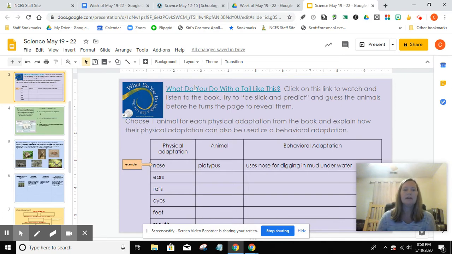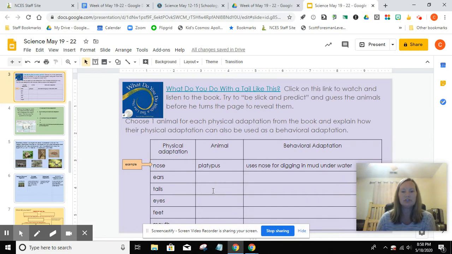And then when you're done, and you may actually want to keep this open because you may have to go back and forth. So you're going to be looking at animals. It says choose one animal from the physical adaptation from the book and explain how their physical adaptations can also be used as a behavioral adaptation. So one has been done for you.